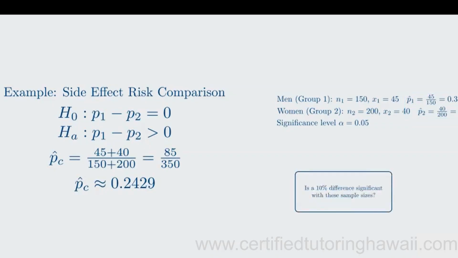Before we calculate, take a moment to guess. We have a 10% difference with several hundred people. It feels significant, but the math will tell us for sure. Now, let's execute the final calculation. We need to find the standard error and the resulting z-score to determine our p-value.